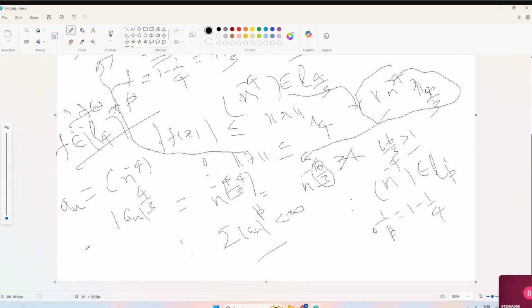Okay, sir. So what you are using is that the summation of n raised to minus p is finite if p is greater than 1. That is what I'm using. Okay, sir. Clear. You have to make sure that this index is greater than 1. Don't worry about the minus.